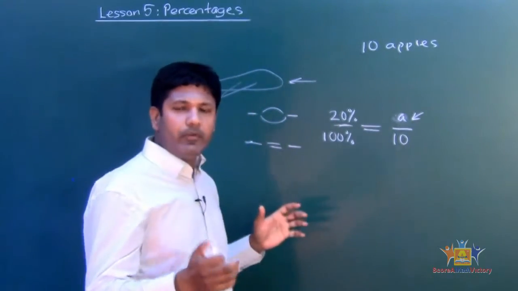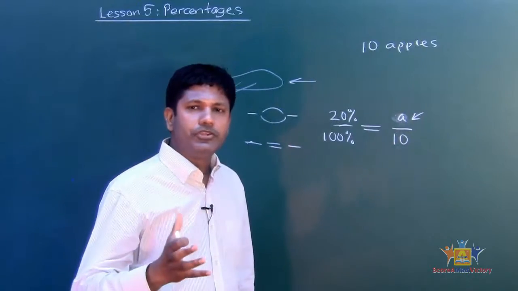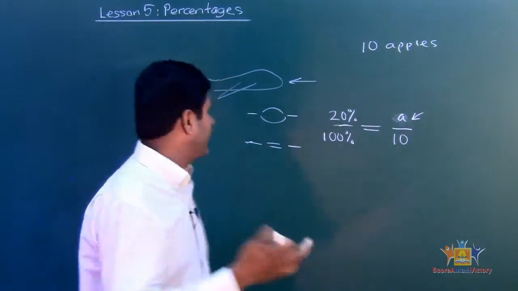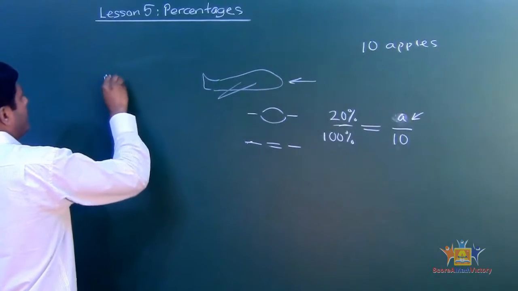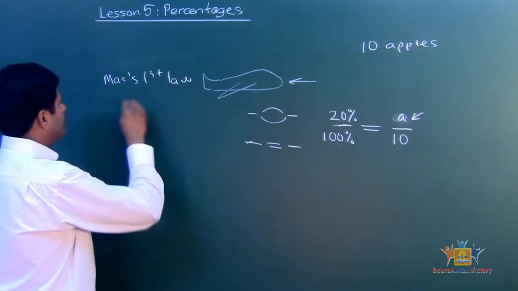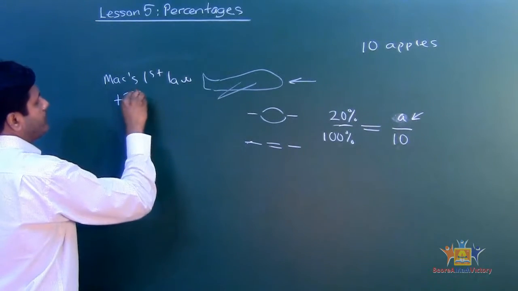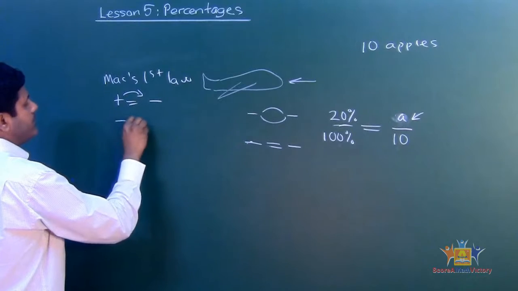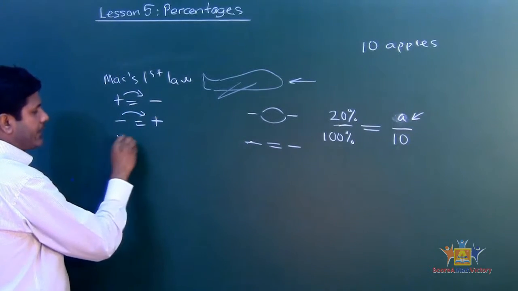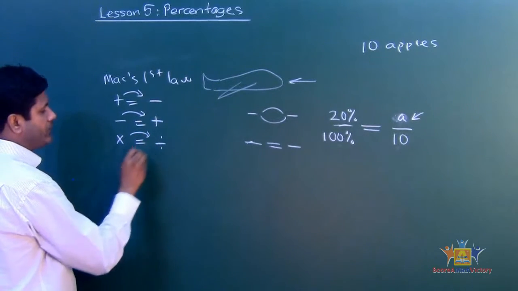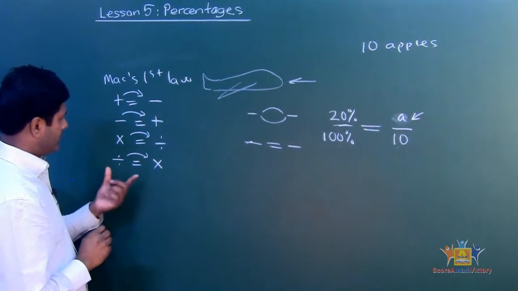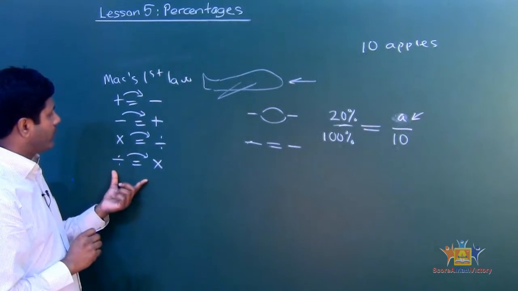Now remember, from the very beginning I explained to you Max's first law. What does Mr. Max's first law say? Let's write that down. Max's first law says: plus crosses the bridge becomes minus. Minus crosses the bridge becomes plus. Multiplication crosses the bridge becomes division. Division crosses the bridge becomes multiplication. See that? That's Max's first law.